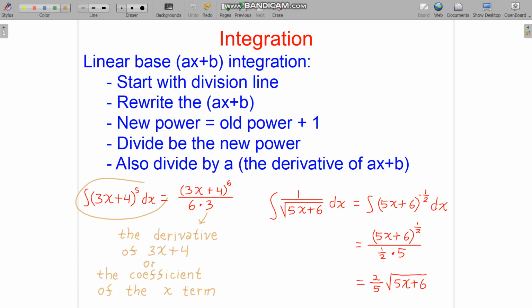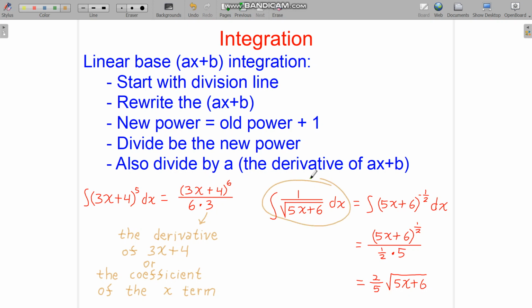So for example, the integral of 3x plus 4 all to the power of 5 dx: the division line, rewrite the whole base, which is 3x plus 4. The new power is 5 plus 1, which is 6. We divide by that new power, which is 6. We also divide by 3, because 3 is the derivative of this 3x plus 4, or 3 is the coefficient of the x term, 3x, so the x term is 3x. We have to divide by 3.